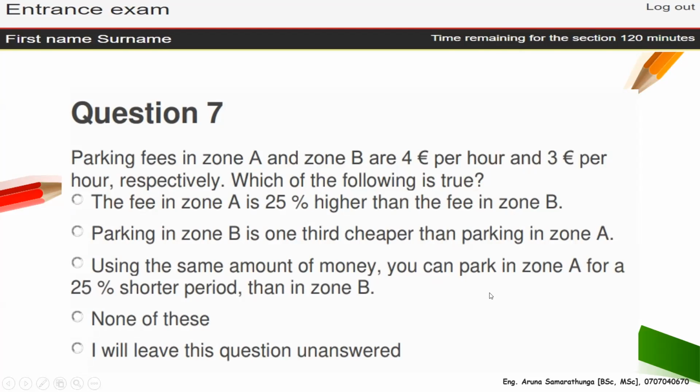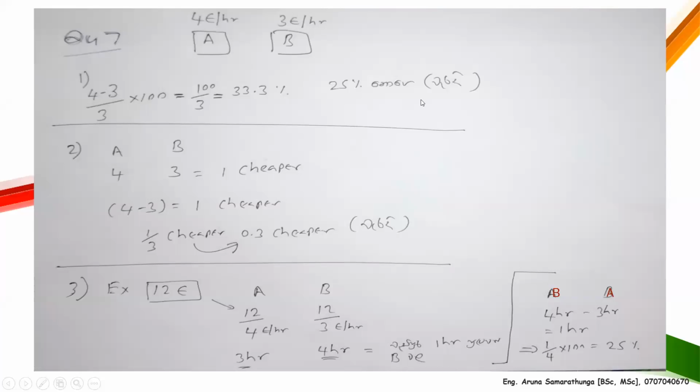Okay, let's go to this question. Now, this is the first statement. So now, please follow my cursor. Otherwise, you don't see these things. Just follow my cursor only. I think you can see my cursor.